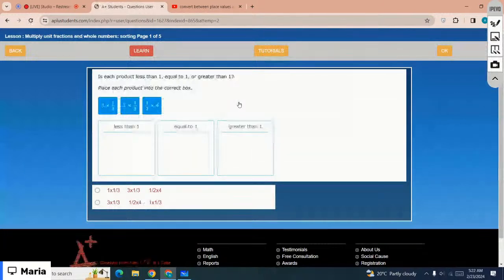In each product, is the product less than 1, equal to 1, or greater than 1? So, which is the correct option? 3 times 1 by 3. What about 3 times 1 by 3?